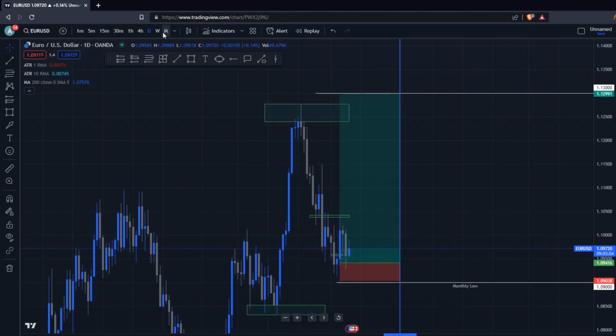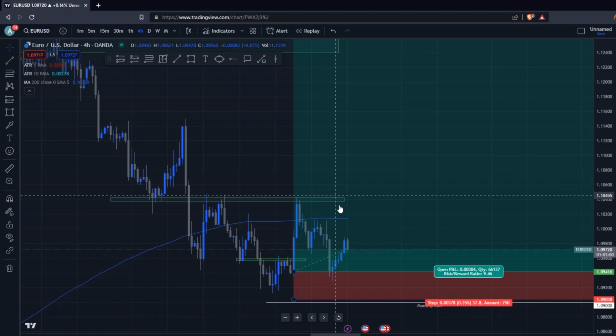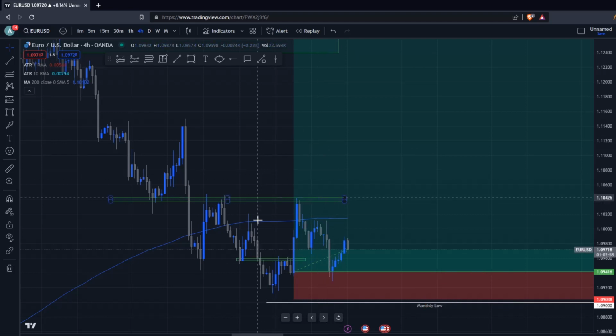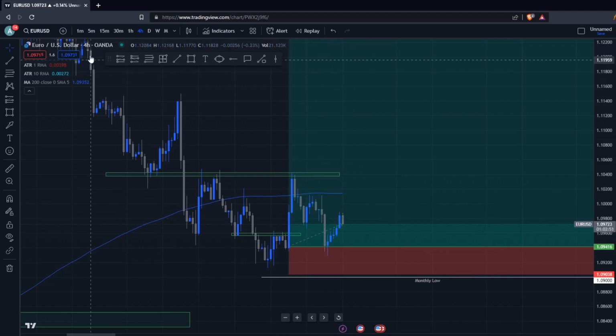So it's kind of just ranging right now and consolidating. Doesn't really know what it wants to do. Price did break below this 4-hour moving average now and has remained below it. Did make a lower low. You can see lower highs, lower lows setting up here.